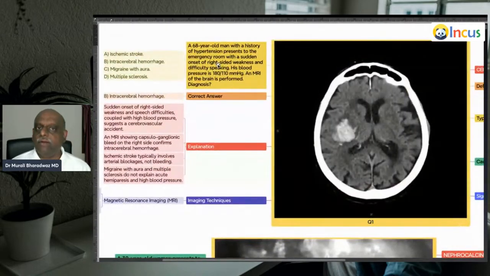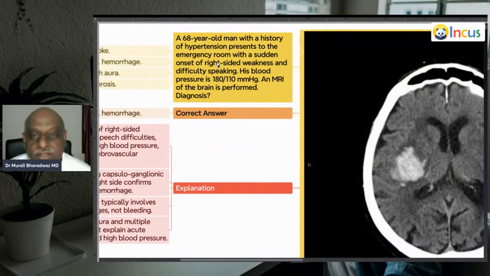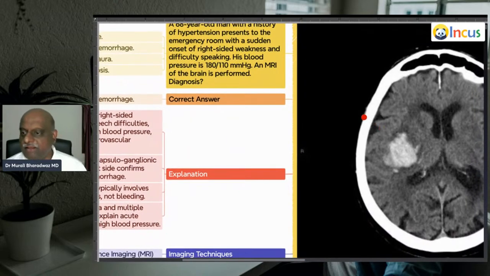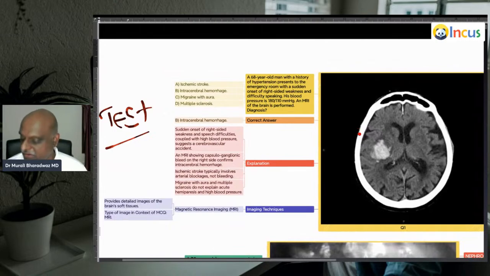A 68-year-old man with the history of hypertension presents to the emergency room with a sudden onset of the right-sided weakness with the difficulty in the speech. So you should know very clearly as to how the cerebrovascular accident presents itself. Cerebrovascular accident presents differently if it is an MCA stroke, ACA stroke or PCA stroke.